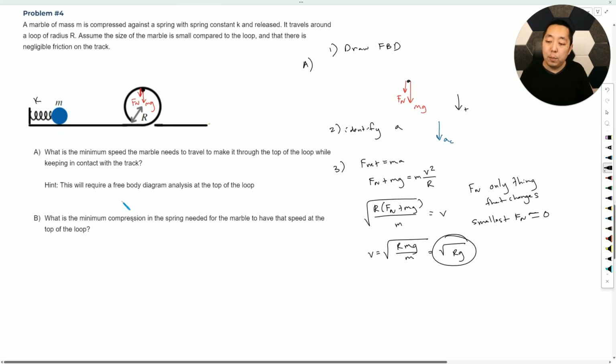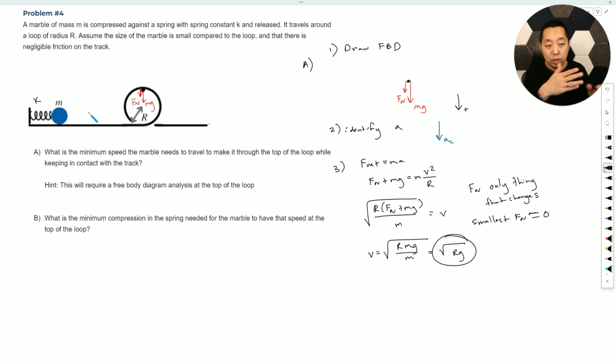So now, what is the compression needed for the marble to have that speed at the top of the loop? Now, what's our process? This is going to be an energy analysis, because there's all kinds of different motion happening in here. Let's think about our system. First, what's the system? The system is going to be the marble. Because there's a change in height, we're going to include the earth. And because there's a spring, we're going to include the spring. After we identify the system, we draw a free body diagram. We kind of already did that for parts of it, but think about it just in general.